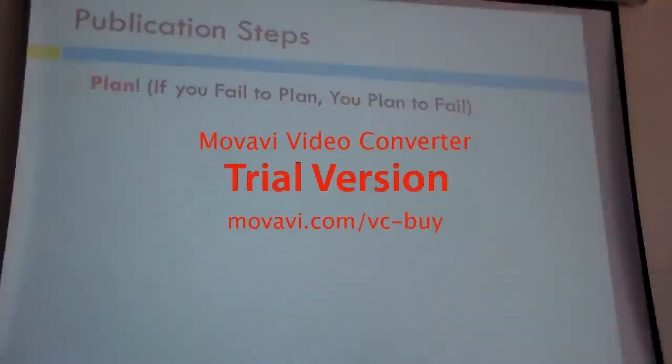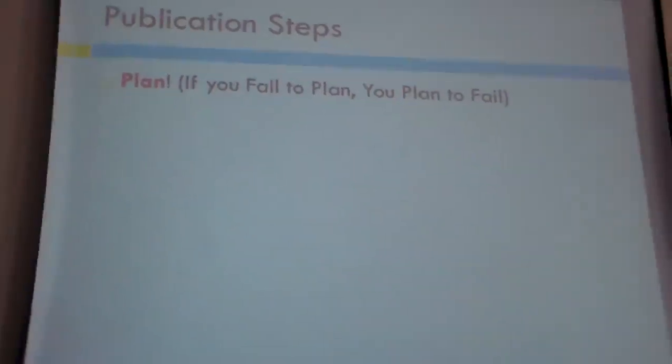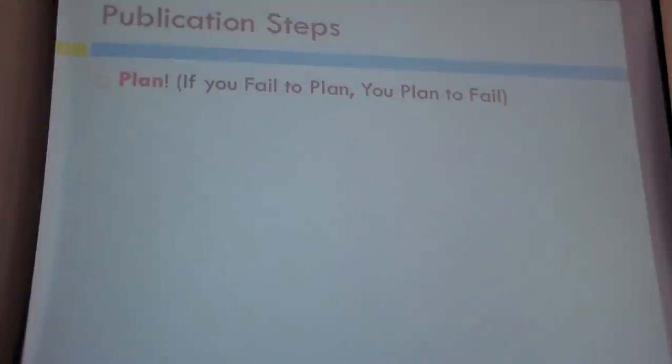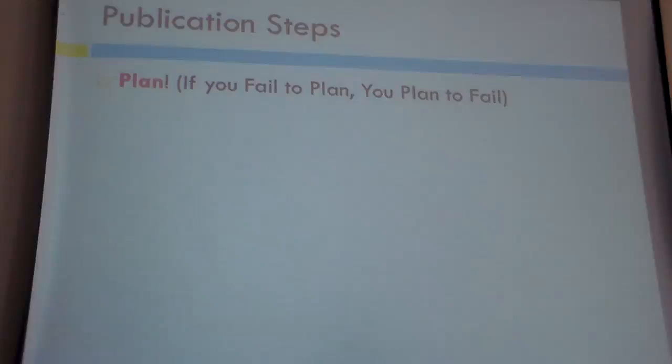Publication steps. What are the steps that you should follow to write a paper? First, plan. You have to have a plan. There is a saying, if you fail to plan, you plan to fail. If you don't have a plan for everything in your life, you are planning to fail.